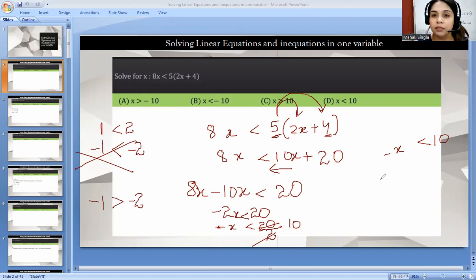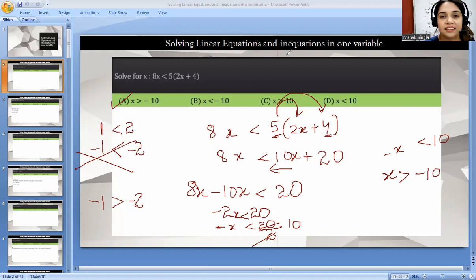So I'm going to do the same thing here. When I multiply this negative on both sides, what am I going to get? I'm going to get x greater than minus 10, right? Isn't it? So here is the answer. The correct answer is this A part. I hope it is clear.